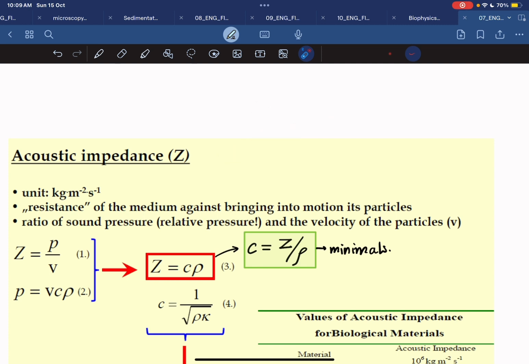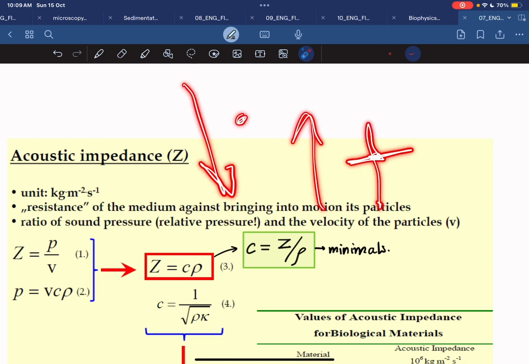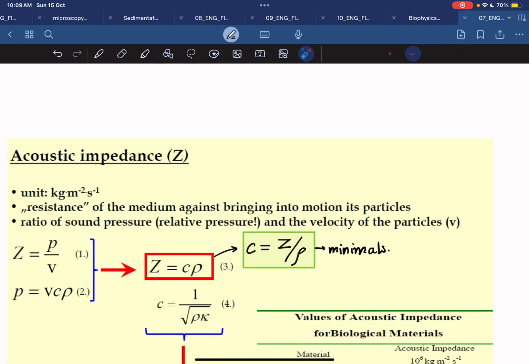So if acoustic impedance is high, that means the particle is not moving. It's not moving left and right, it's not moving up and down. If acoustic impedance is low, the particle is free to move, and it has a lot of freedom to move up and down and side to side. So acoustic impedance is basically the resistance of a medium against bringing its particles into motion. And what is that represented by? Z.